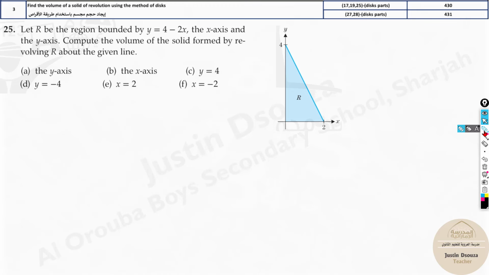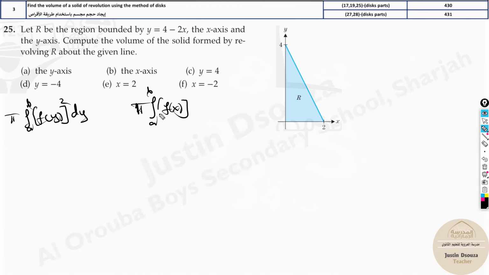Now here, whenever you're rotating along any of these points, this becomes a washer problem. When it's along the x or y axis, it'll be a disk problem. We're only dealing with disk problems. Now both the things are there, so let's do it. The formula for the y-axis is pi integral a to b f of y whole square dy. And what about this? It'll be the same thing: pi integral a to b f of x whole square dx.